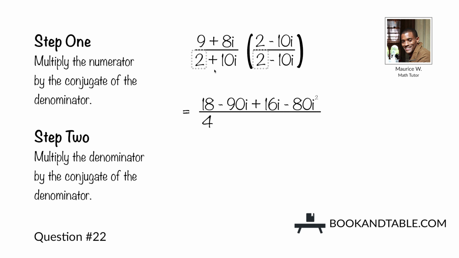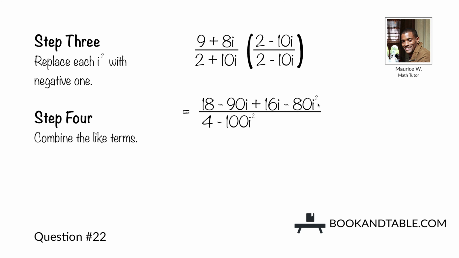We now move to our denominator. 2 times 2 is equal to 4. 2 times negative 10i is negative 20i. 10i times 2 is positive 20i, which negates this negative 20i here. And 10i times negative 10i is negative 100i squared. We now want to replace this i squared and this i squared with negative 1, giving us negative 80 times negative 1, which is positive 80, and negative 100 times negative 1, which would be positive 100.